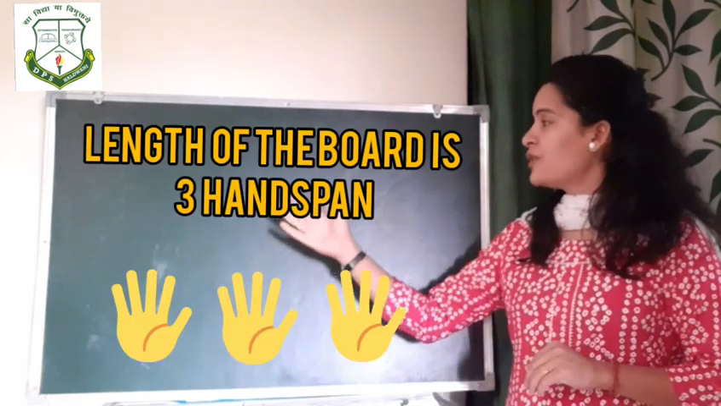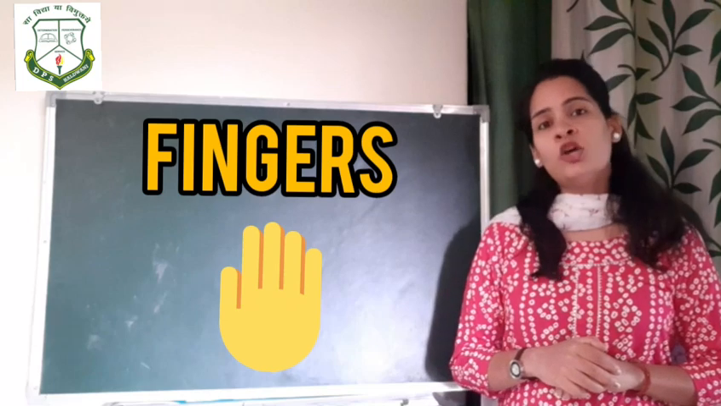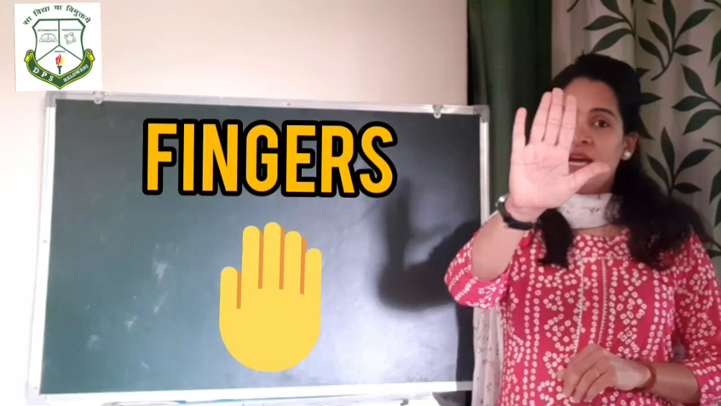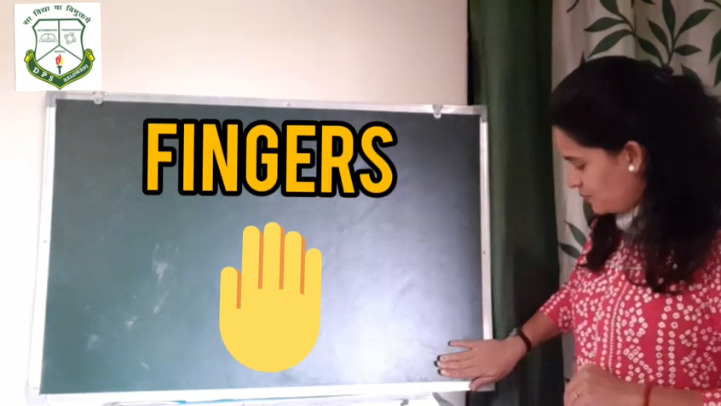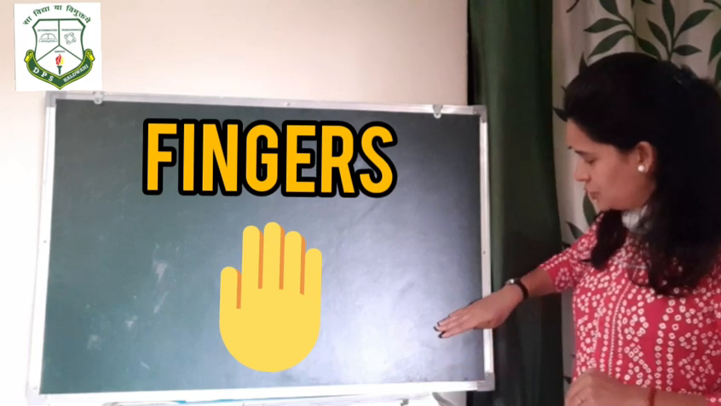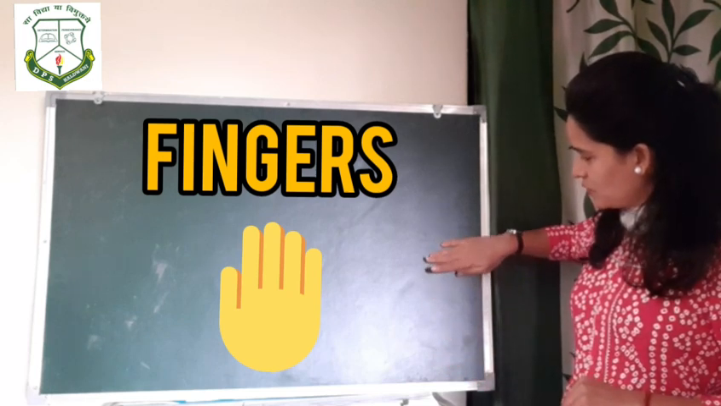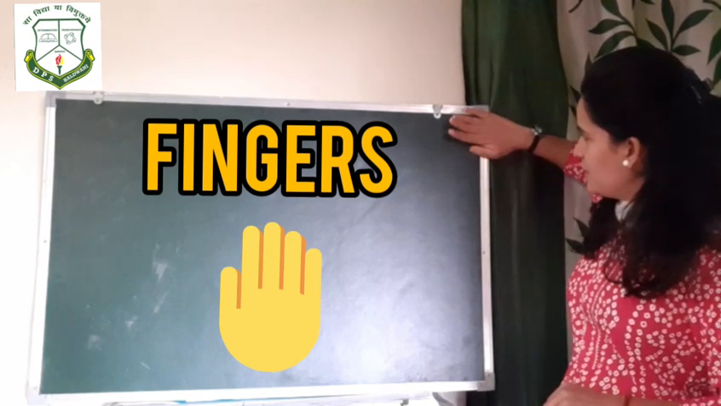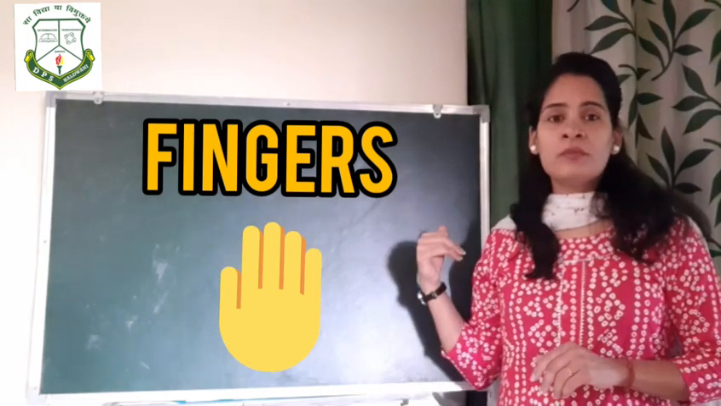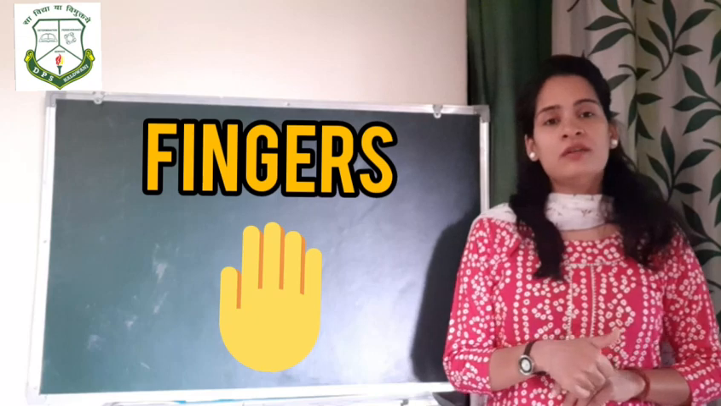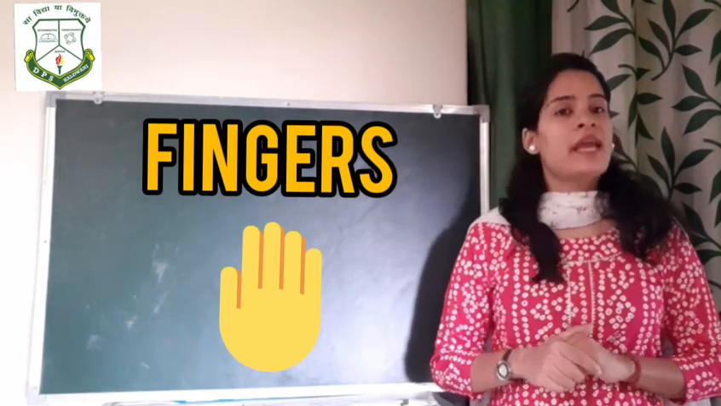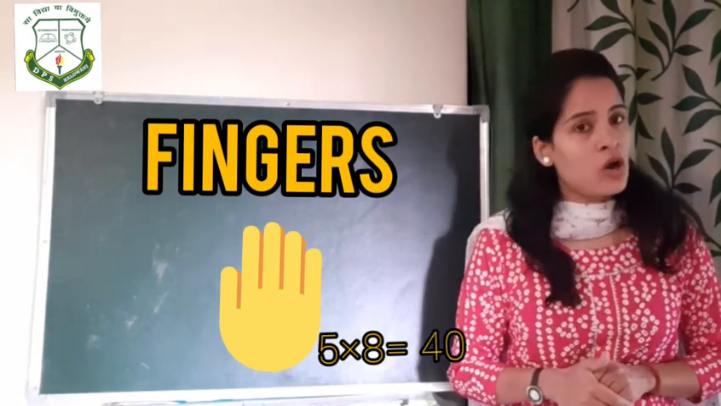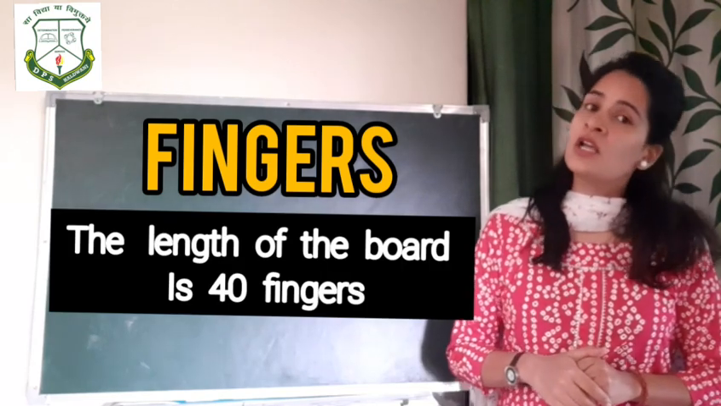Now the second one is fingers. We will measure the length of this board by using fingers. In one hand, how many fingers are there? 5. So let's see, 1, 2, 3, 4, 5, 6, 7, 8. Now 8 times we have done, which means 8 fives, because in one hand 5 fingers are there. 8 fives are 40. So this board is 40 fingers long.